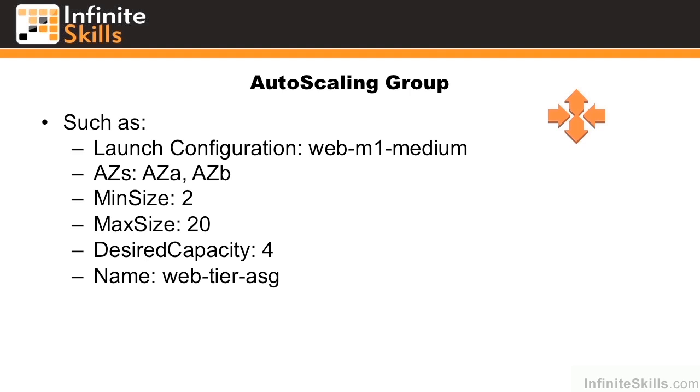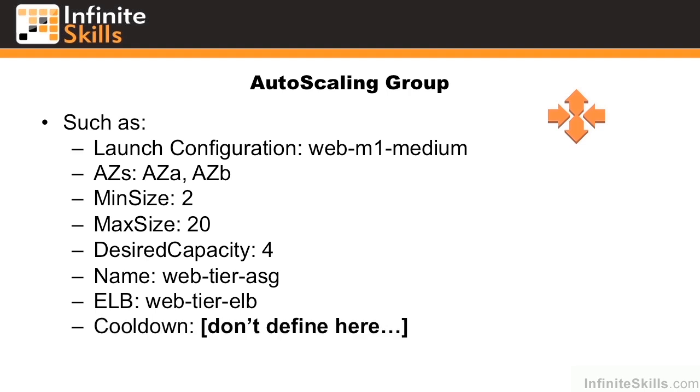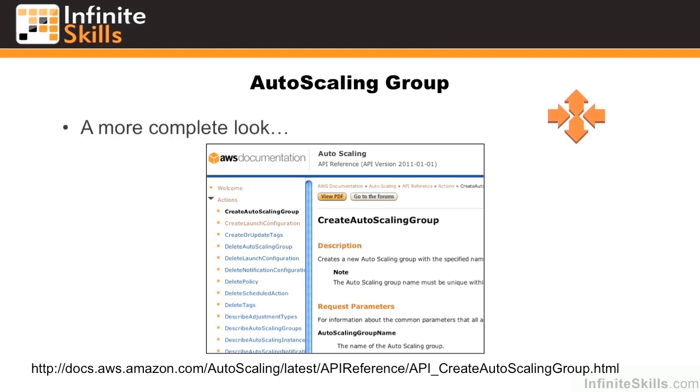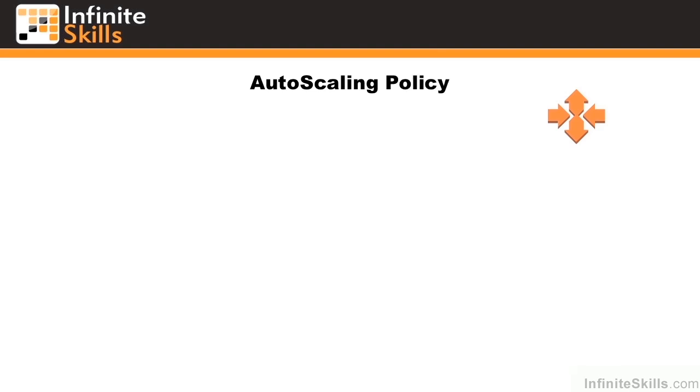Again, we're specifying the name of web tier ASG for AutoScaling group. We're putting in the ELB of web tier ELB, and we recommend that you don't specify a cooldown period here. When we talk about AutoScaling policies in a bit, we'll discuss the cooldown period and why it's better to specify it there. If you want more detail on AutoScaling groups, you can browse this URL, where you can see the full list of parameters available to you.